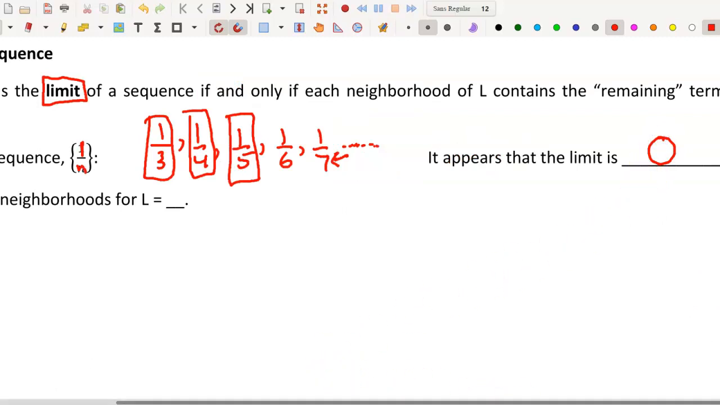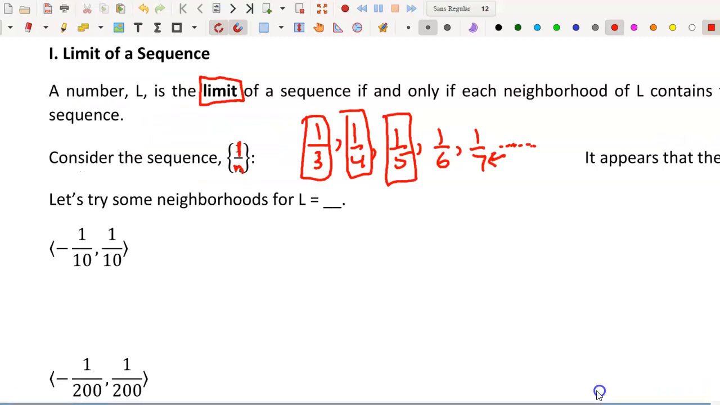It's the number we get very close to, and never actually equal to. So it appears that the limit is 0. So let's try something in the neighborhood for the limit equal to 0. We're going to look at what happens, or how close do I have to get here? Our main question that we looked at yesterday was, when does this happen? What term? This is the first term, the second term, the third term, the fourth term. How many terms do I have to go to get within 1/10 away from 0?